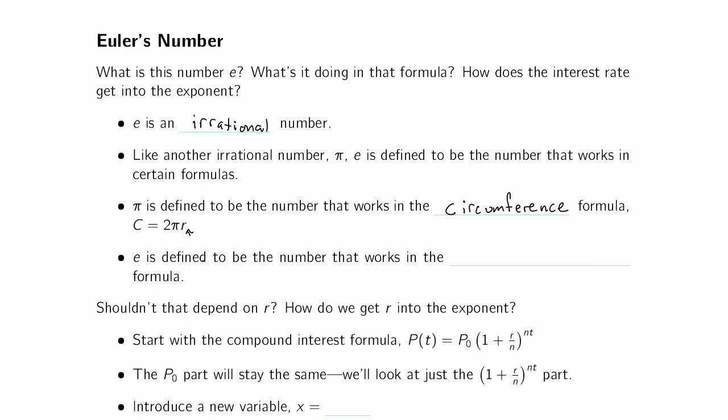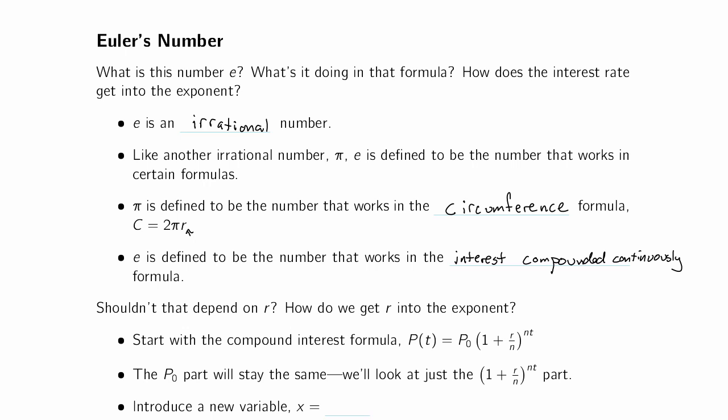E is defined in a similar way. Pi is the number that works in the circumference formula. E is defined to be the number that works in the interest compounded continuously formula. But that's kind of an unsatisfying answer. Because shouldn't the base in that interest compounded continuously formula depend on r? How does r get from being in the base to being in the exponent? And then our base is just always the same.